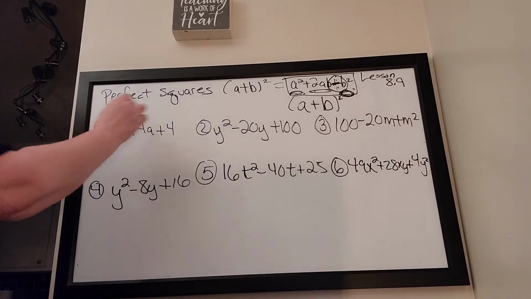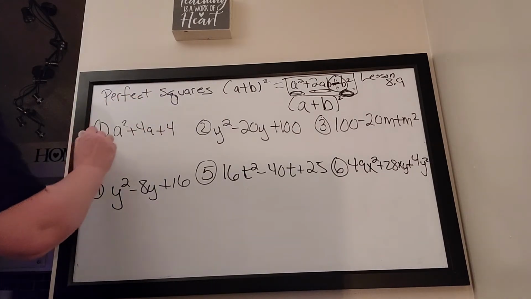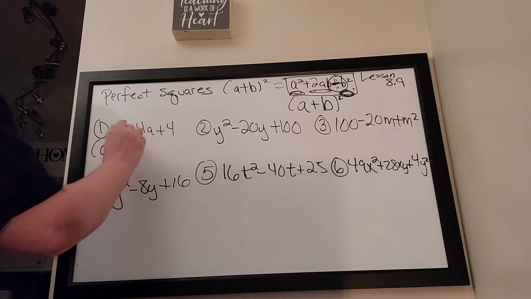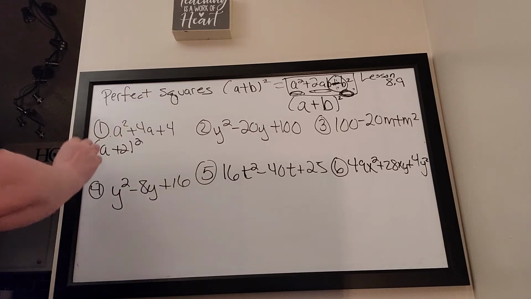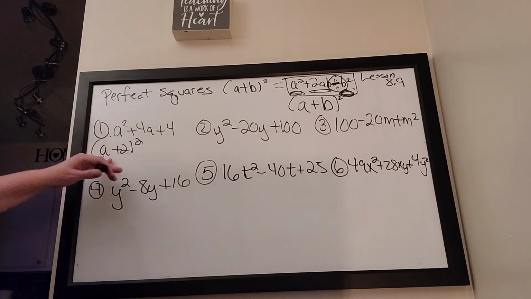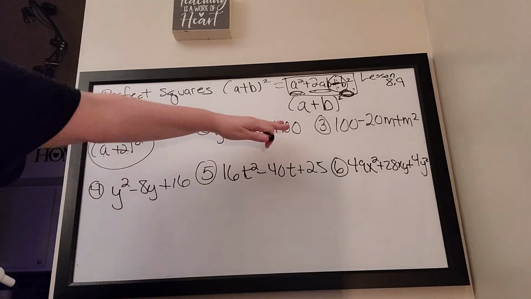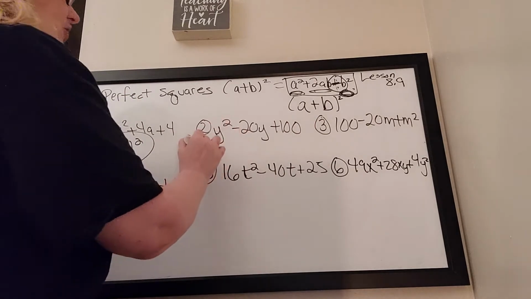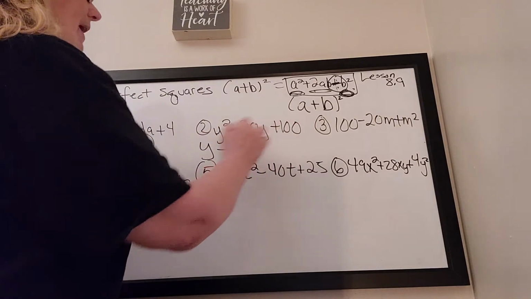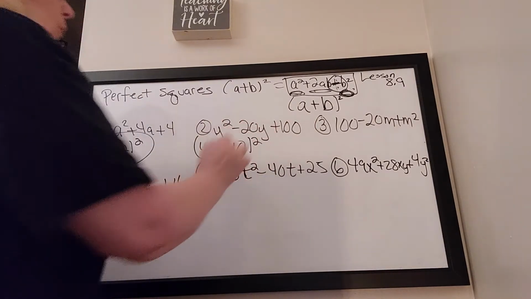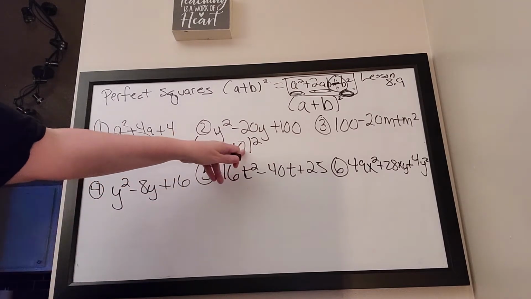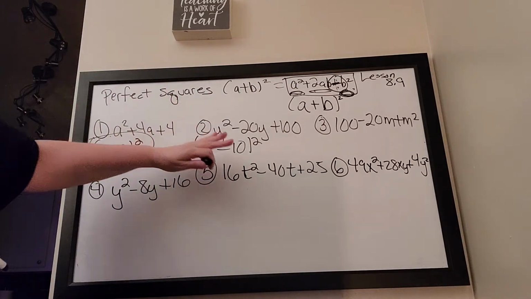So this is a perfect square and this is a perfect square. So we're hoping that it's going to be A plus 2 squared. To check that, A times 2 is 2A times 2 is 4A. So this is correct. Perfect squares, and this is a minus here. So we're hoping it's going to be Y minus 10 squared. Y times 10 is 10y times 2 is 20y, so that works.